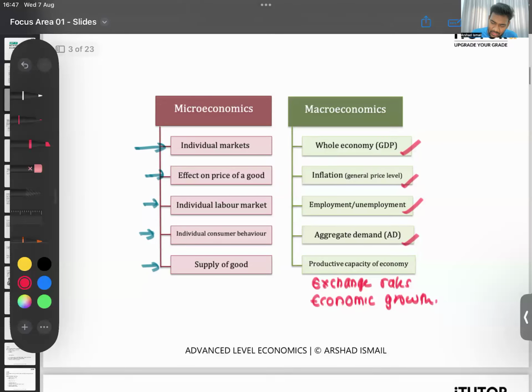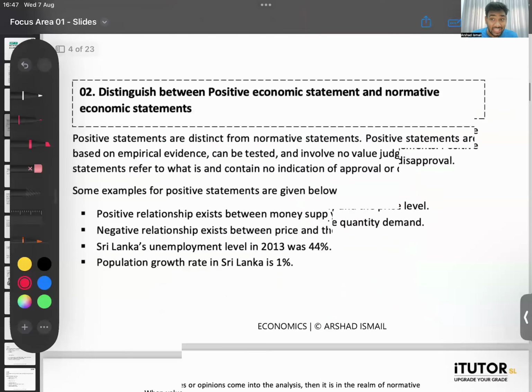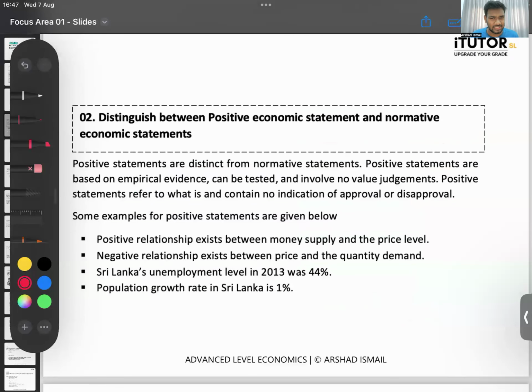Then, going into the types of statements in economics. What are the two types of statements? We have positive statements and normative statements. What are positive statements? Positive statements, they are like facts, no? Positive statements are facts. It can be true, it can be false. We don't know. But positive statements are facts.